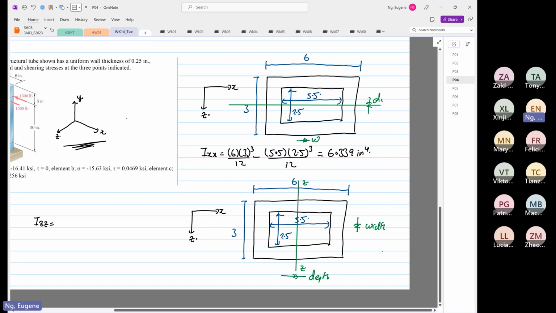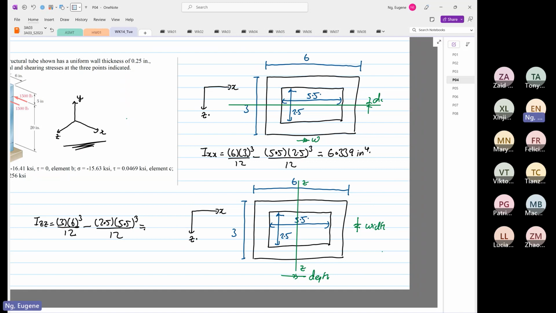So the width is 3. The depth is 6 cubed over 12. And then minus now the width is 2.5. The depth is 5.5 cubed over 12. So this will be equal to 3 times 6 power 3 divided by 12 minus 2.5 times 5.5 power 3 divided by 12.